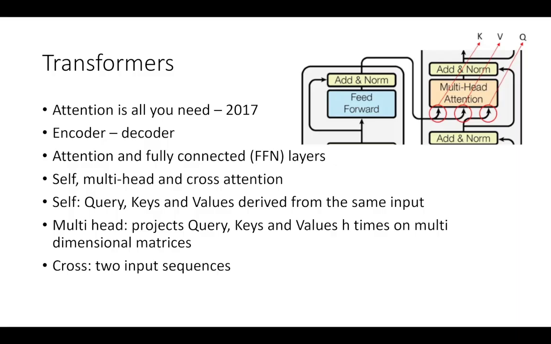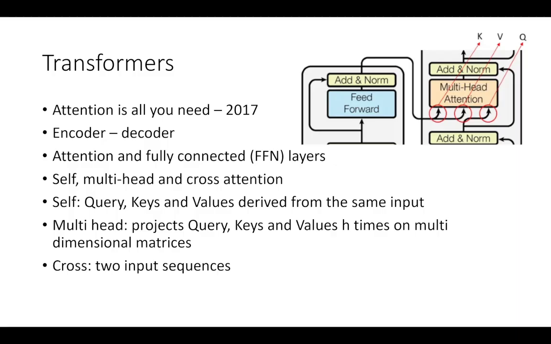Now this attention layer is of three different types, right? So first is self attention, right? You pay attention to yourself. The second thing is multi-head, right? So you have a multi-head attention, right? And you have the third type of attention, which is called cross attention. Okay.